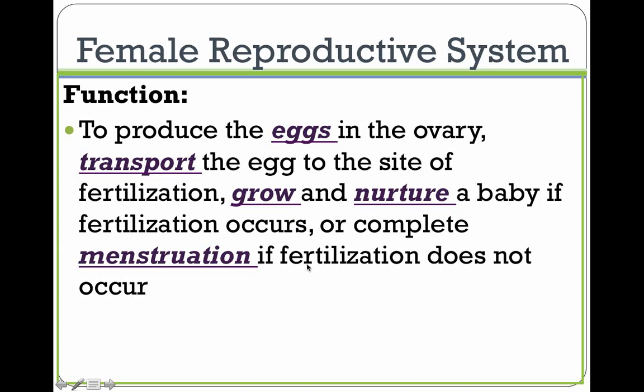Finally, we're almost there, guys. The female reproductive system. The function of this system is to produce the eggs in the ovary, transport these eggs to the site of fertilization, as well as grow and nurture a baby if fertilization of the egg occurs. The other thing that happens is if there's no fertilization, menstruation, or the period, happens in the female reproductive system.